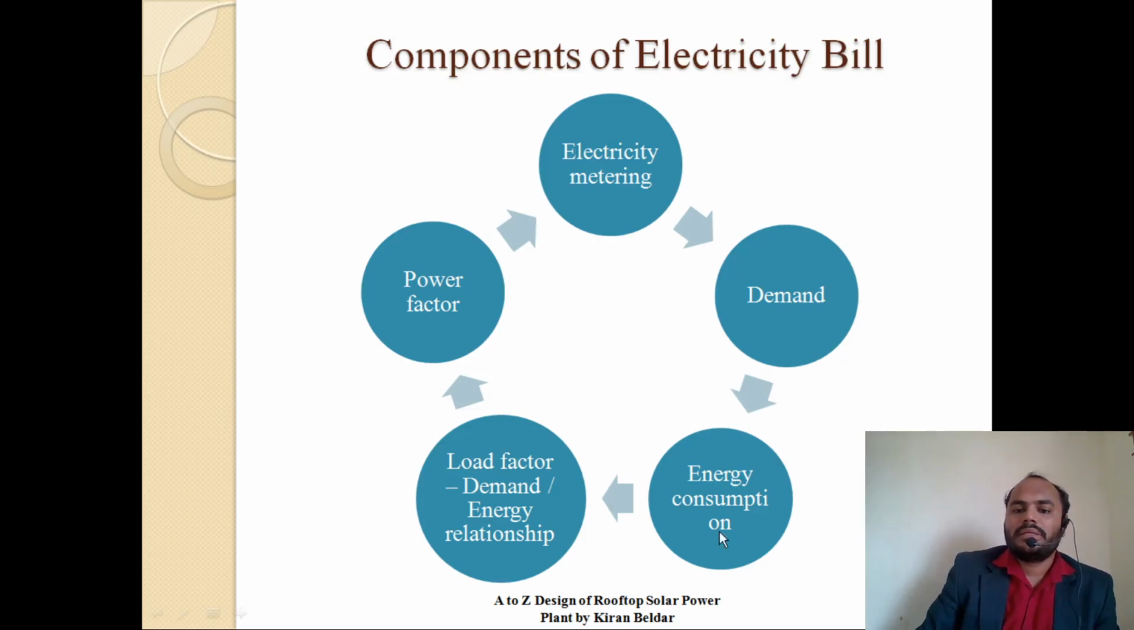Third point is the energy consumption. How much energy the customer is consuming has to be noted. Next point is the load factor, the demand energy relationship. The load factor on which the distribution companies provide the electricity is also considered while generating an electricity bill. And the last point is the power factor. The power factor is very important, according to which an electricity bill is generated. These are the 5 very important points on which an electricity bill from the discom companies or the distribution companies is based.